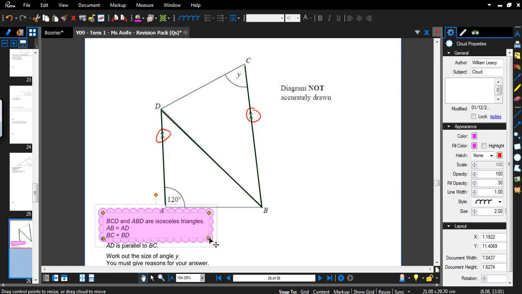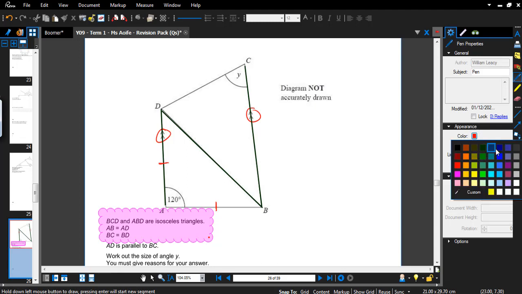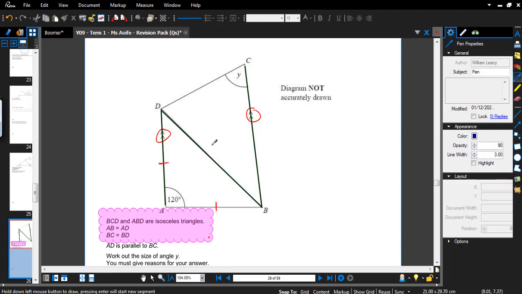So let's do that. So I'm going to put in AB and AD. So this is A. So AB and AD are equal. Alright, I'm just going to use a different color here. Maybe you could use 2 lines if you want. BC and BD. So that and that, and that and that are equal. Alright. Well, that's 120. You must give reasons for your answer.